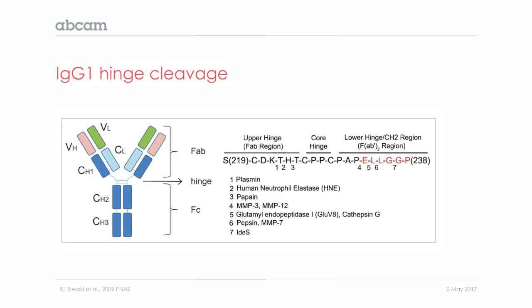Also, you notice cleavage site number 6, between two leucines, can be cleaved by pepsin to give you the F(ab')2 fragment. It overlaps with the cleavage site of MMP7, one of the major tumor progression-related proteases.